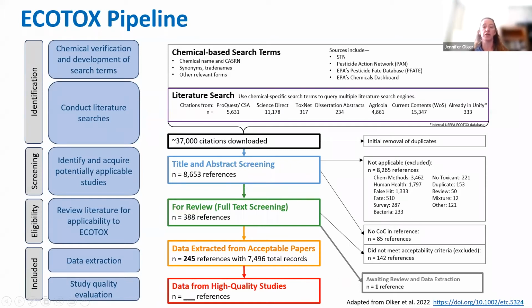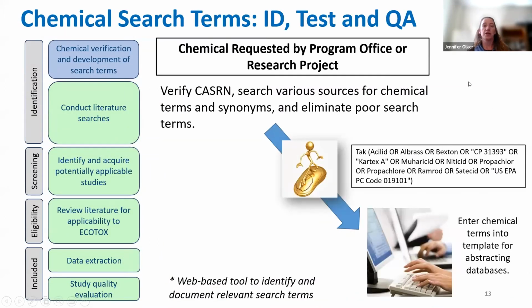So this is the overview picture. I'm going to go into detail on each of these steps a little bit more as we go forward. So typically, a chemical is requested either by a program office or a research project. This is where the process starts. So once the chemical is requested, we verify the Chemical Abstracts Service registration number. We search various sources for chemical terms and synonyms and eliminate poor search terms.